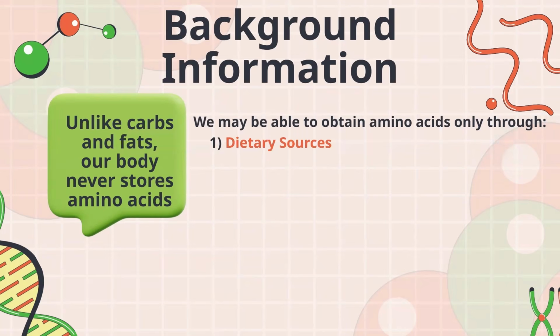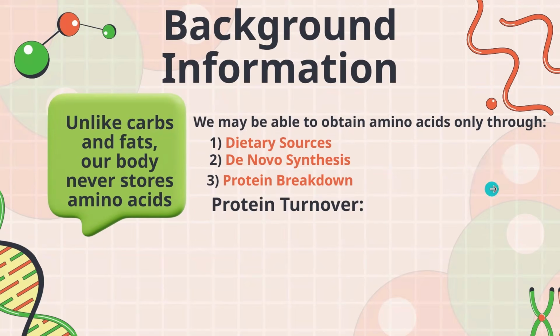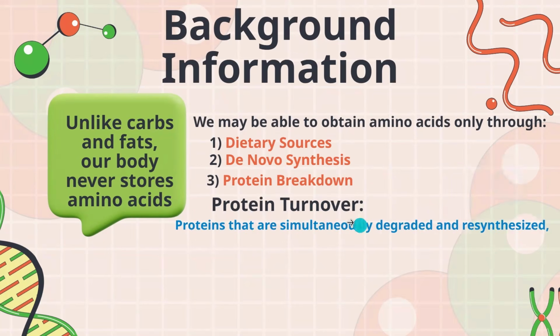These sources are dietary sources, de novo synthesis, which just means your body is making it, and finally, protein breakdown. Whenever we eat food that's rich in protein, we're having dietary sources, and then we're having protein breakdown, right? Which is why this is all called protein turnover. Protein turnover is basically proteins that are simultaneously degraded and resynthesized. So that's just a concept I wanted to clear.